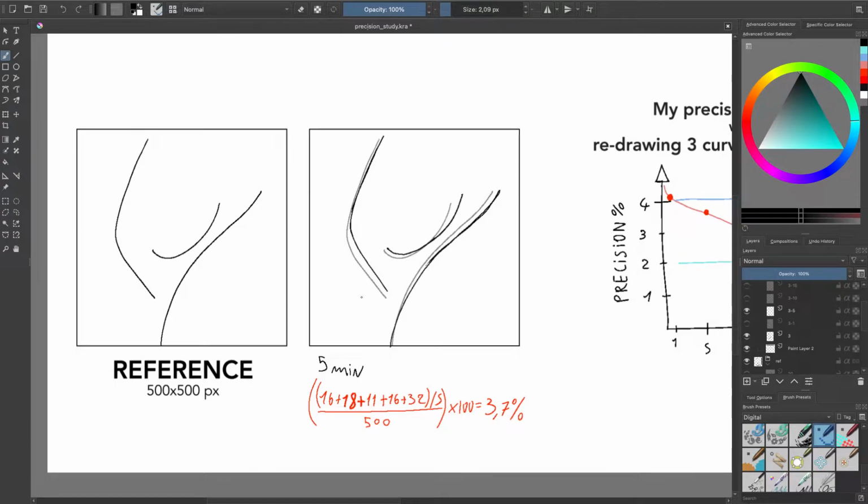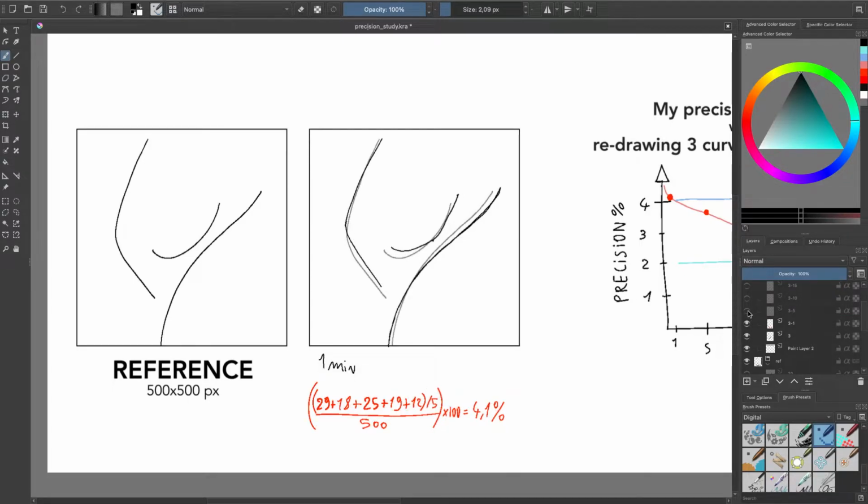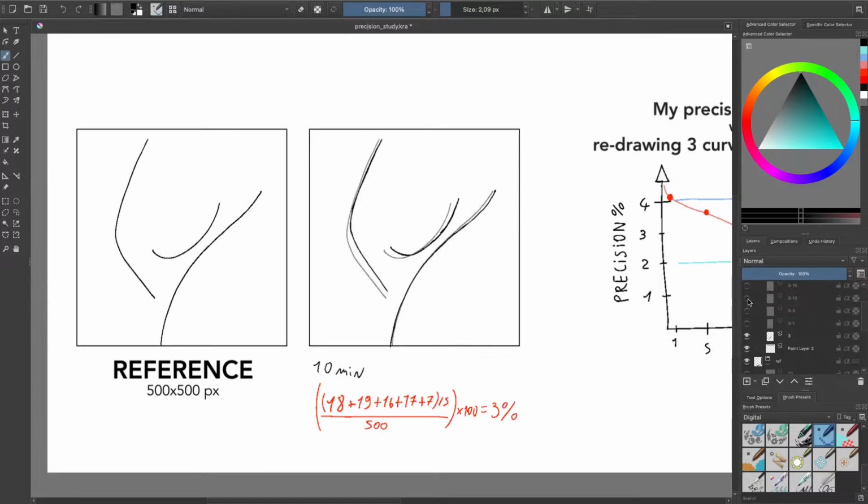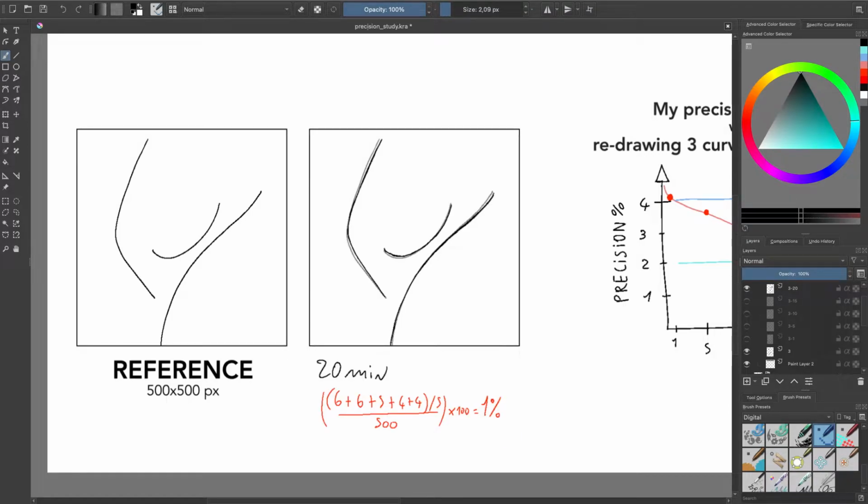For the 3 lines in 5 minutes, I just copied the 1 minute one and continued working on it for 4 minutes. That gave 3.7% precision, then 10 minutes like that, 3% precision, then at 15 minutes 1.6%, and at the 20-minute mark I reached 1%. At that point I could still see it was not exactly the same, but I had a hard time figuring out where to change the line, and I didn't think I would improve much in 5 more minutes, so I stopped here.